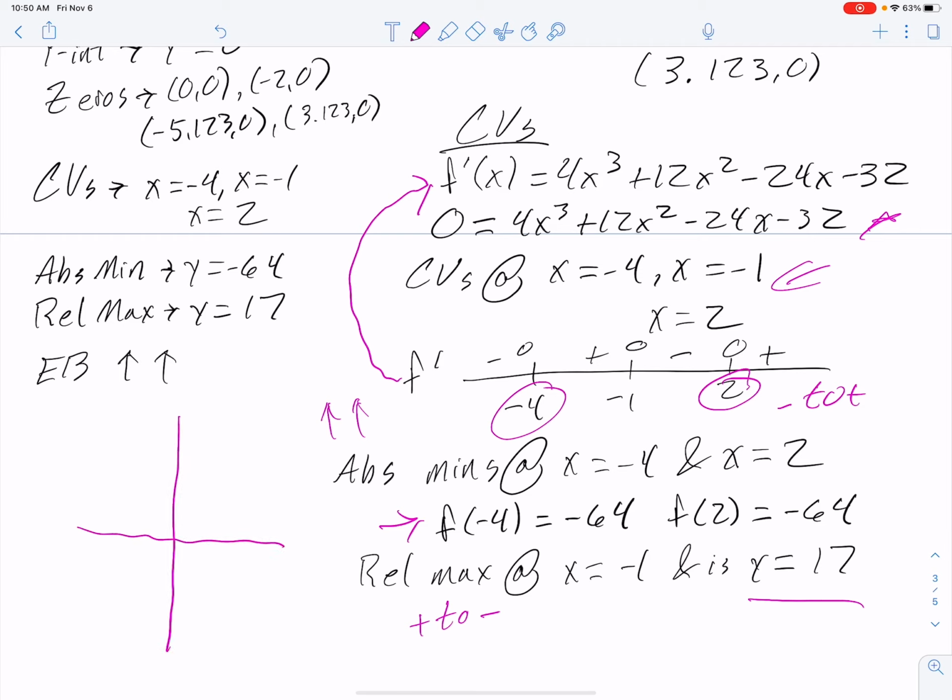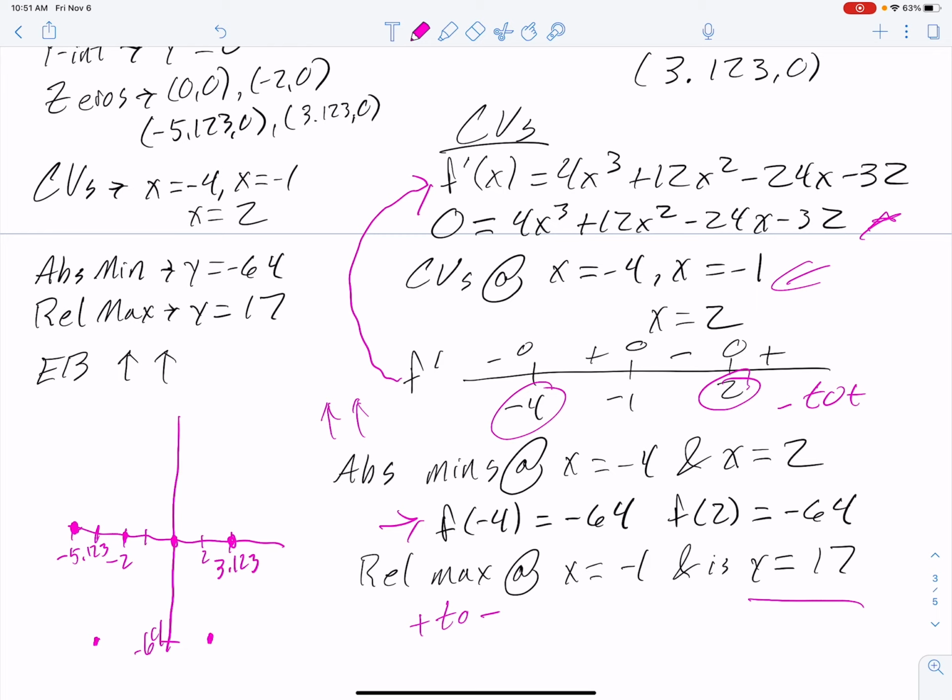And so once again, as I go to sketch my graph, I'm just using my zeros, my critical values, my maxes, my mins as a guide for my graph. So I've got my zeros. All right. I've got a minimum at -4, so kind of right in between here, and it is -64. So I've got a point down here. I've got a minimum at 2, also down at -64.